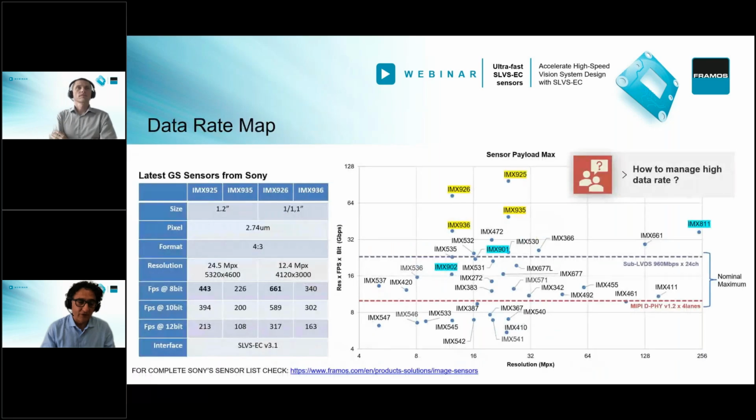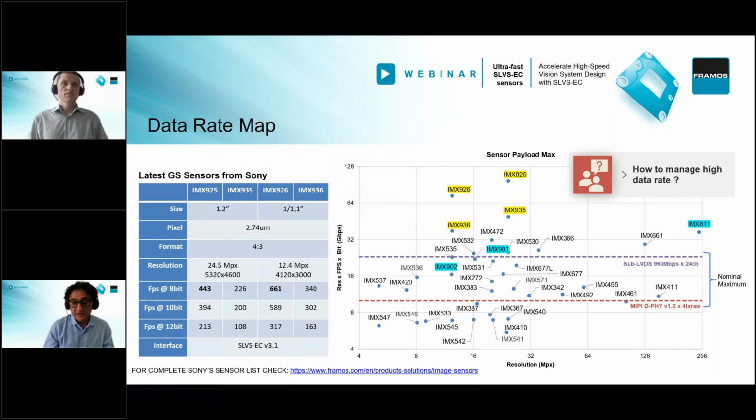So let's have a look at some of the latest Sony sensors. Here it's data rate, or payload, actually, and you see the new IMX925 family, which is 24 megapixel. Okay, you say it's not that much. It's already a lot. But if you also consider the frame rate of those sensors, it could be 400 frames per second. It's a huge amount of data when you transmit 24 megapixel at 400 frames per second. Yes, it's 8-bit, but even if you go to 12-bit, it's anyway a lot of data, right?